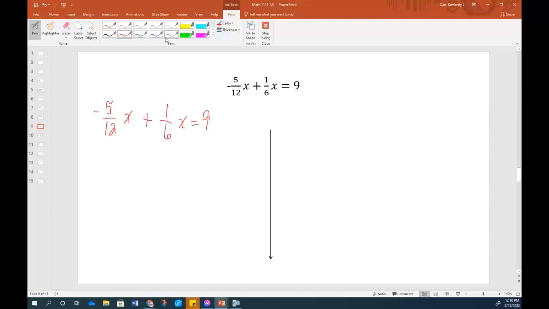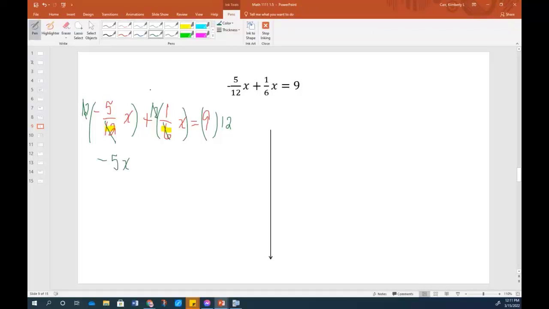If you're going to multiply to clear fractions, what you want to do is look closely at the denominators and decide what would be the common denominator. And that common denominator in this case would be 12. So then you want to multiply every single term by 12. So I'm going to do 12 times that term, 12 times 1/6x, and then 12 times 9. It doesn't matter if you multiply from the front or the back. What that does is it allows you to reduce those fractions so you're not going to have them. So then I have negative 5x.